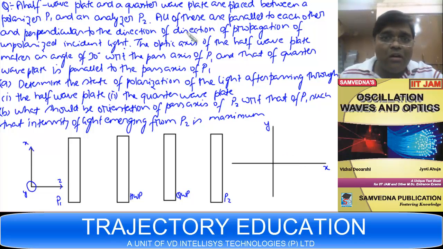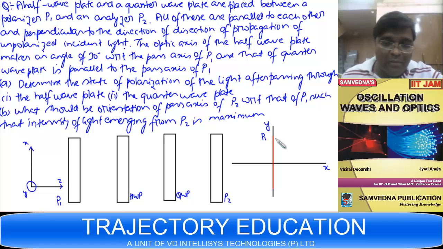It just says these are parallel to each other, and the optic axis of half wave plate is making an angle 30 with the path of P1. So we are free to choose the path axis of P1. Let me assume path of P1 along y direction. Say this is the path axis of P1, right?